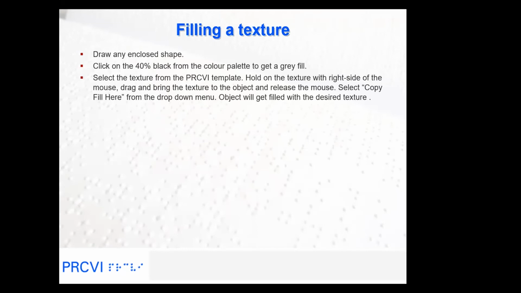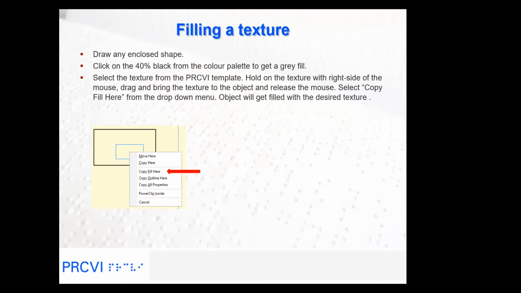To get a texture fill, select the texture from the PRCVI template, hold on the texture with the right side of the mouse, drag and bring the texture to the object and release the mouse. Select copy fill here from the drop-down menu. The object will get filled with the desired texture.